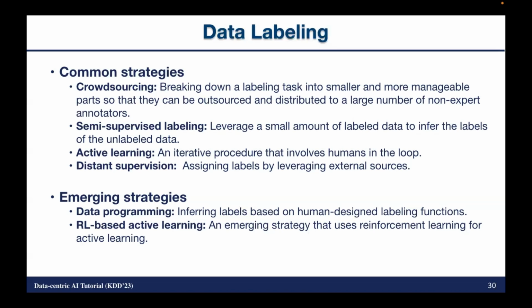Now I will talk about some emerging strategies, which only appeared in the recent several years. They are kind of an advancement of the traditional methods to make the labeling process more efficient. Some of these strategies are even being used in AI data companies and startups to commercialize. The first one, which is very famous, is called data programming, which means inferring labels based on human-designed labeling functions, which I will talk about in detail later. The second one is RL-based active learning, which is very popular, especially in large language models with reinforcement learning from human feedback.